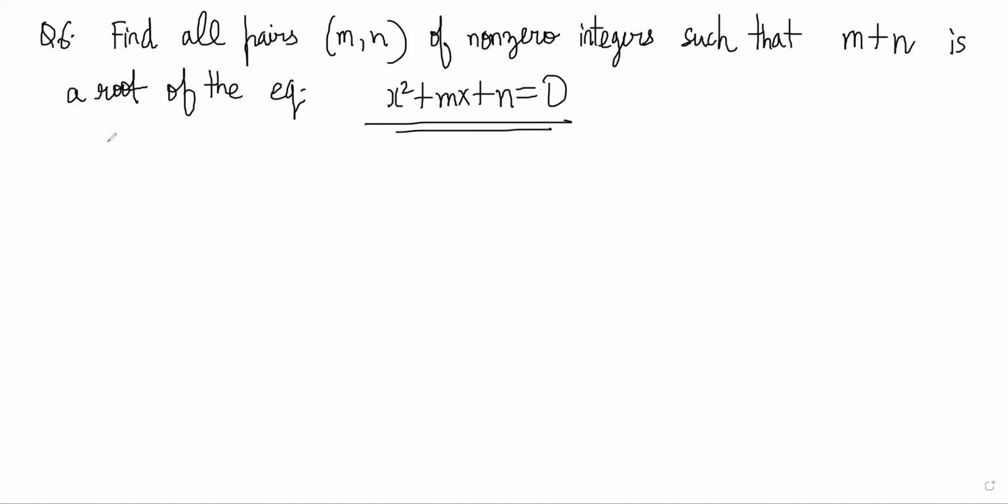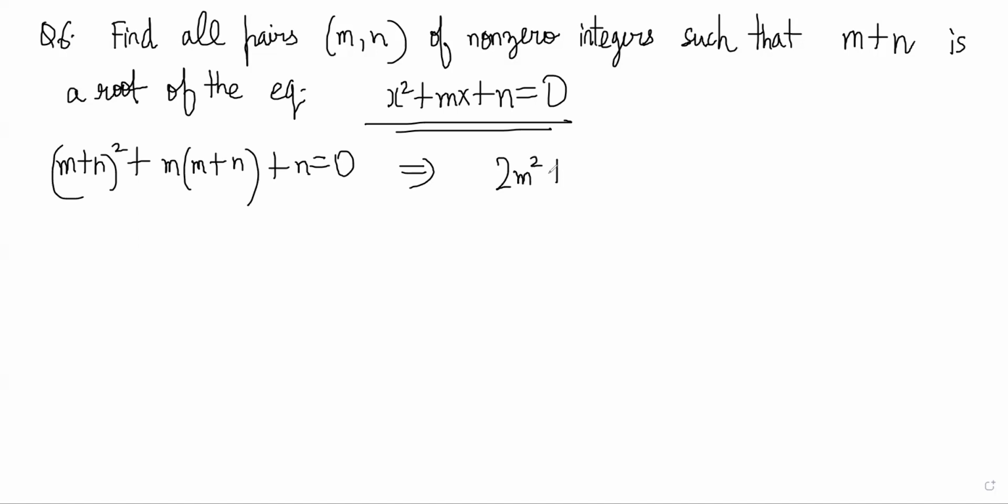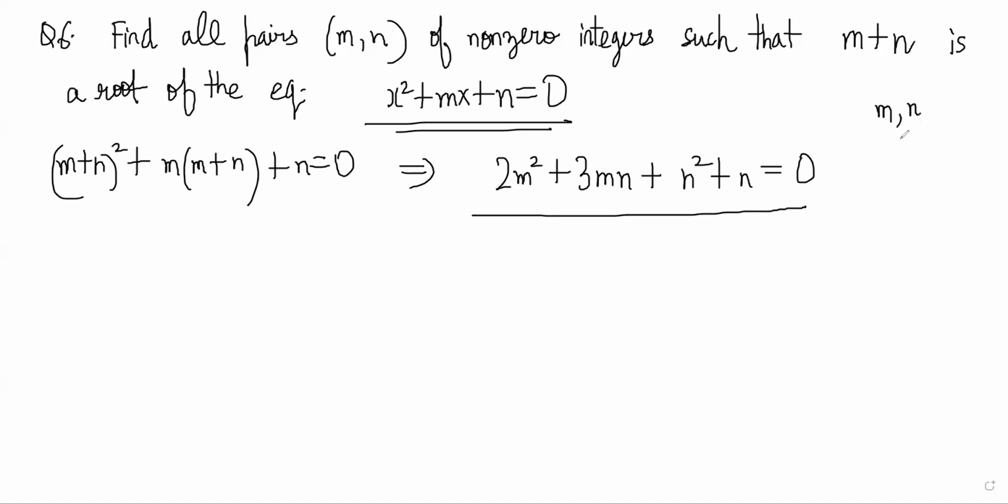So basically, if m plus n is a root, we can say m plus n whole square plus m times m plus n plus n equals 0. And if you expand it, you get m square here, m square here. So the overall equation will become 2m square plus 3mn plus n square plus n is equal to 0. And here m and n are non-zero integers.